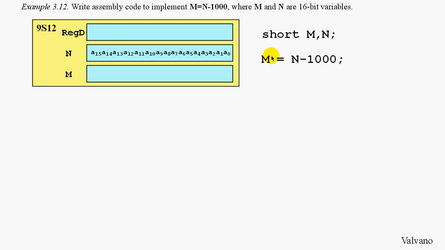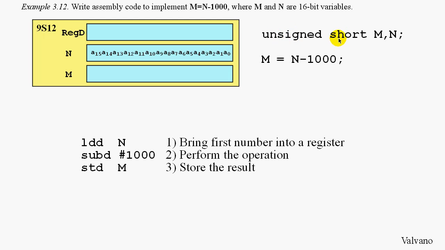Let's begin. We are asked to write assembly code to implement n-1000 and store the result into m, where m and n are 16-bit variables. In C, we would create a 16-bit signed variable using the short denotation. Conversely, if we added unsigned to the definition of m and n, then they would be unsigned 16-bit variables. The approach will be to first bring one number into a register, then calculate the subtraction, and thirdly, to store the result back into the variable m.